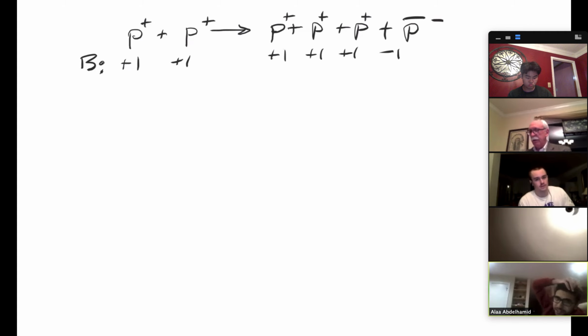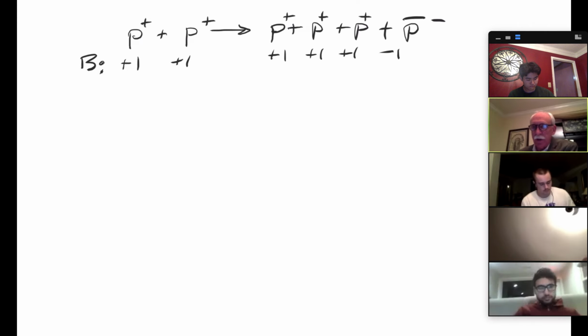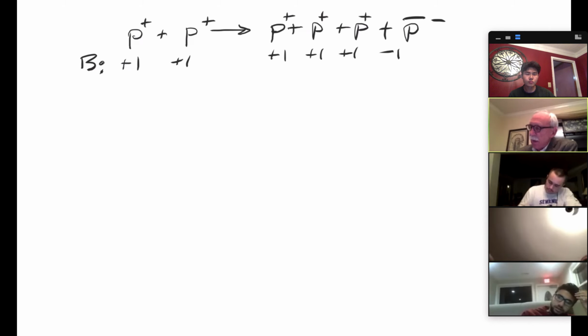But wouldn't you need like a huge amount of energy to make this happen? Exactly. But this is how the antiproton was discovered. This is how we make antiprotons, to make beams of them. So when you get to CERN, there's not one accelerator, there's a whole bunch of accelerators. So, what energy does it take?